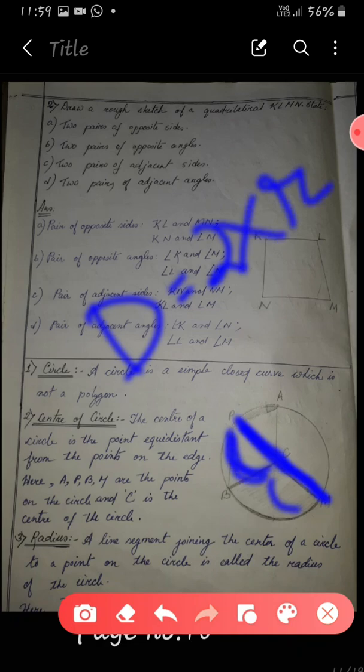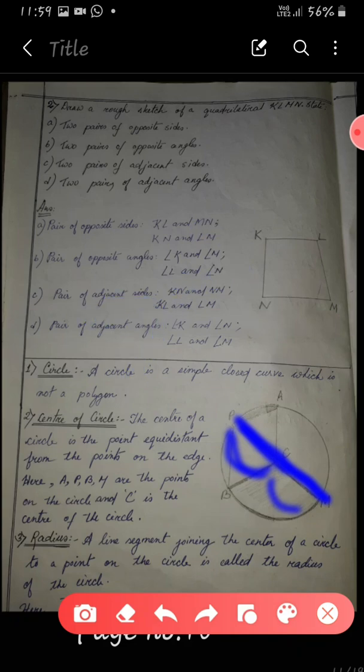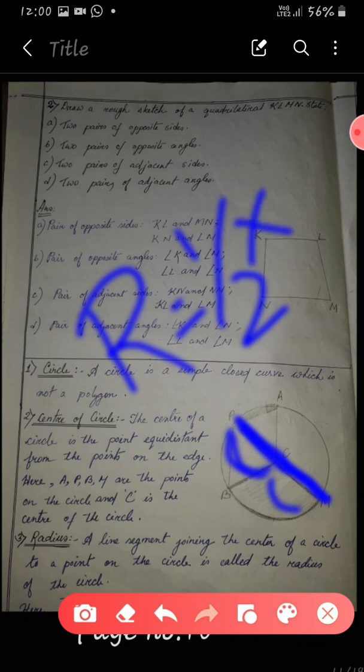And this radius is what? This radius is half of the diameter. Yes? Hope you have understood the introduction part. Let's move to the exercise questions now.